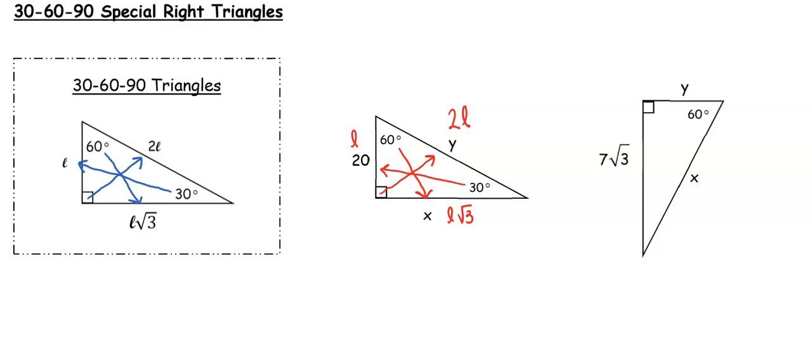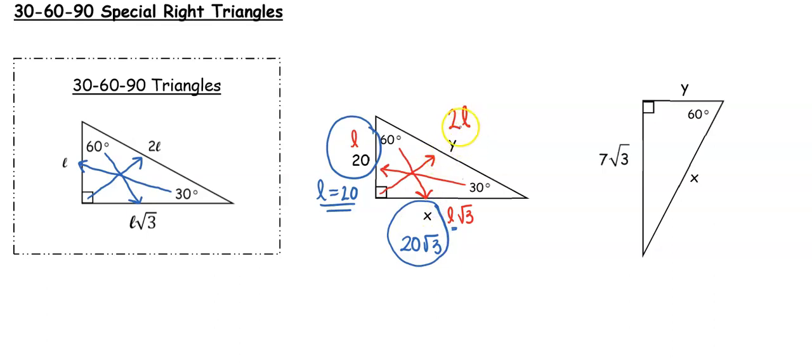Then from there, I look to see which side I'm given. I'm always going to be given one side. This is the best case scenario. I'm given that L is equal to 20. That's exactly what I need to know. Because X over here, this is L root 3. Well, I found out that L was 20. So if this is L root 3, that means that this is 20 root 3. So X is 20 root 3.